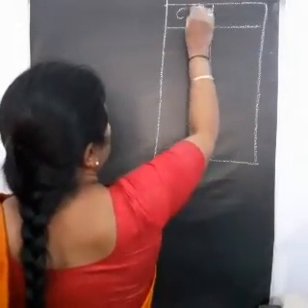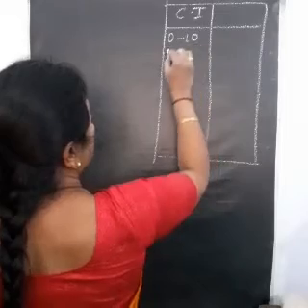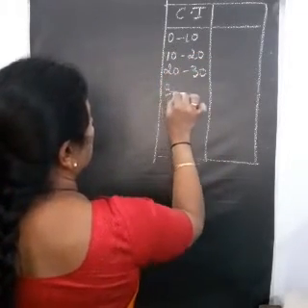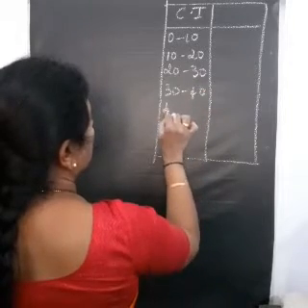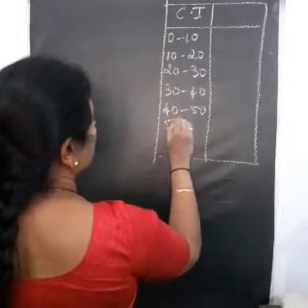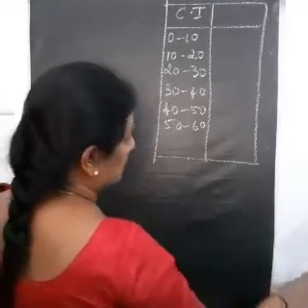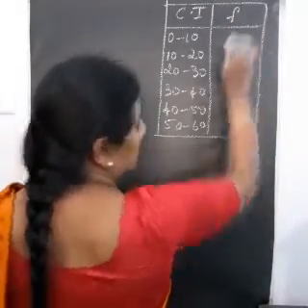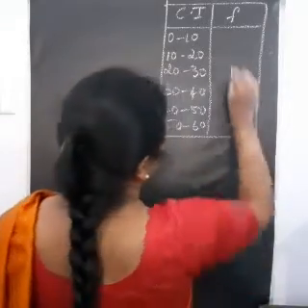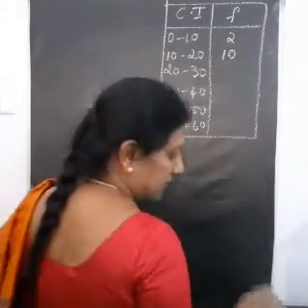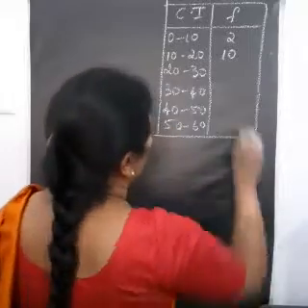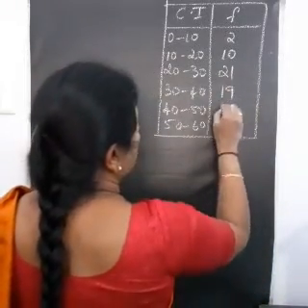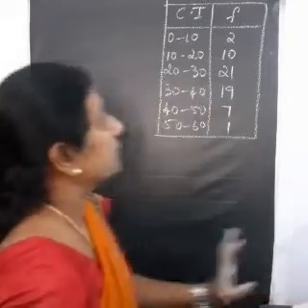So say the class interval is 0 to 10, 10 to 20, 20 to 30, 30 to 40, 40 to 50 and 50 to 60. Just say it is only up to this. And the frequency that is given is 2, 10, then 21, then 19, 7 and 1. Say they have given this data.